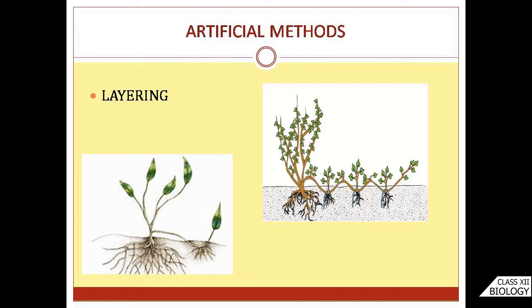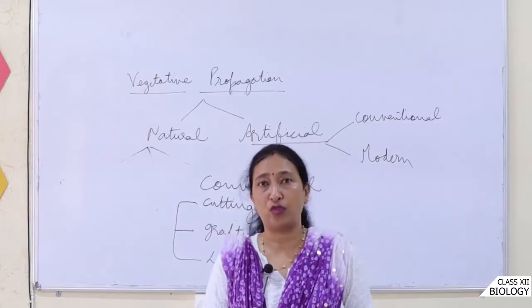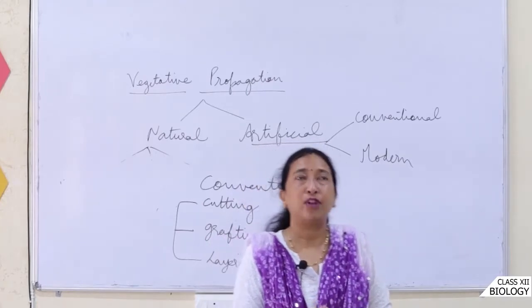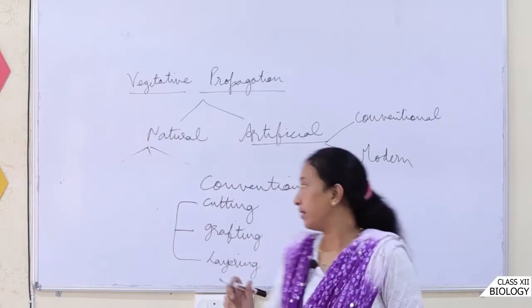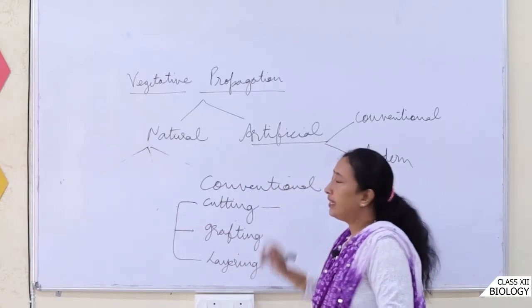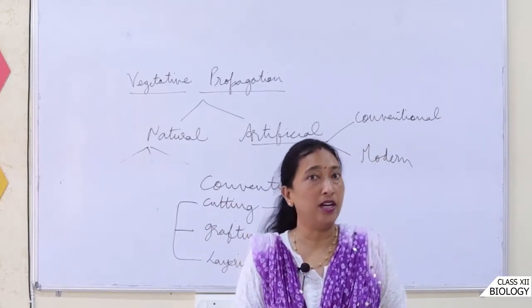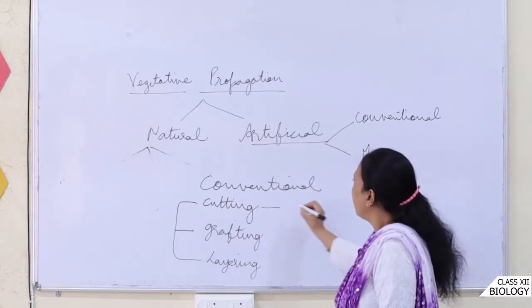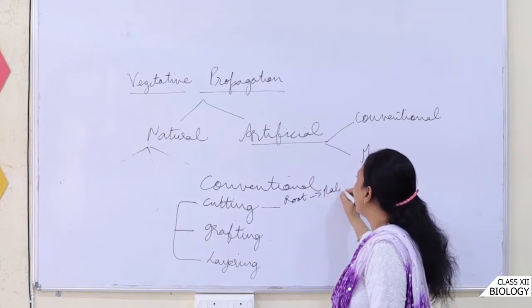What happens in cutting? In this method, a new plant is produced by cutting parts of the plant. Such parts of the plant, when they are cut, like from the root, stem and leaf, are grown in a suitable medium. In the suitable medium, they give rise to roots and grow into a new plant. Like from the root cutting, we are getting malice.